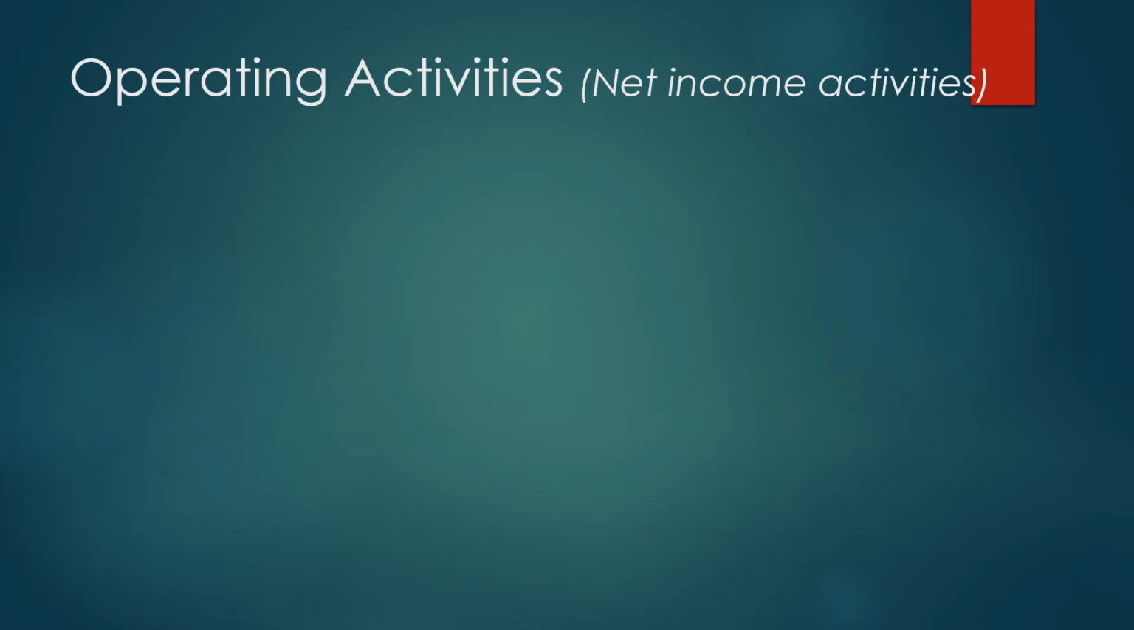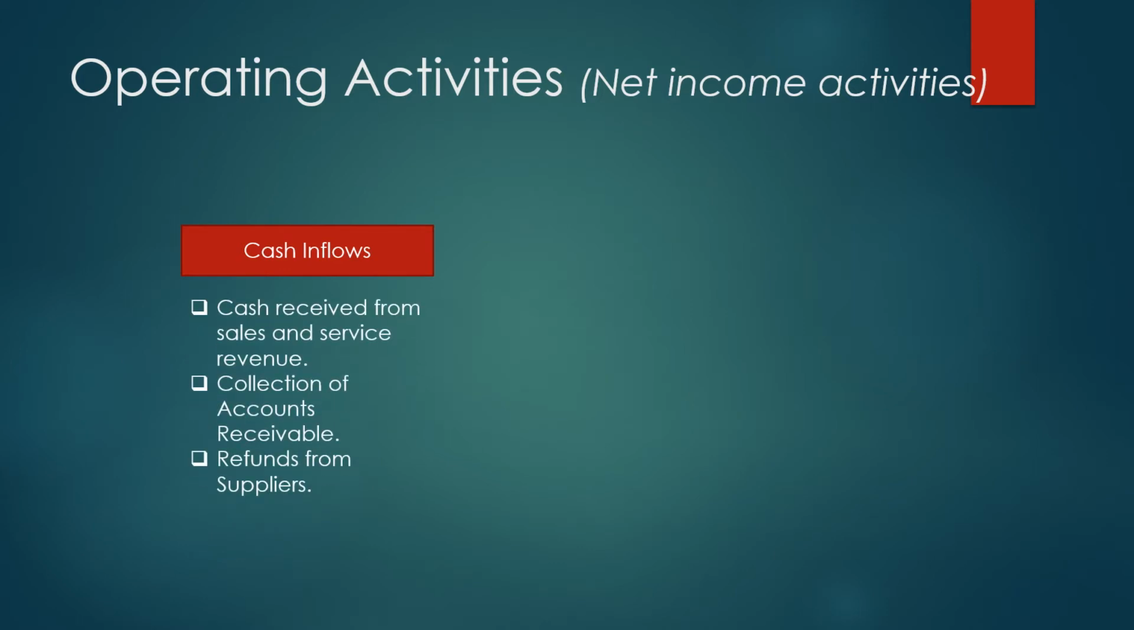First activity is the operating. Other term is the net income activities. Pwede mo rin siyang tawagin na current asset or current liability activities. Umpisahan natin yung mga examples ng cash inflow. So, unang-una, cash received from sales and service revenue. So, kagaya ng example natin kanina, yung bakery, nagbenta ka ng tinapay, pumasok yung pera sa'yo, yung perang pumasok sa'yo, that is an example of cash inflow from operating activity.